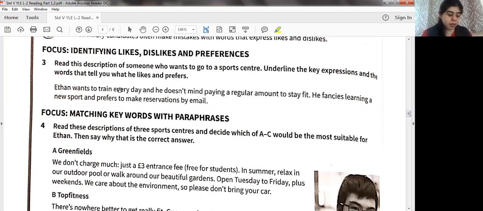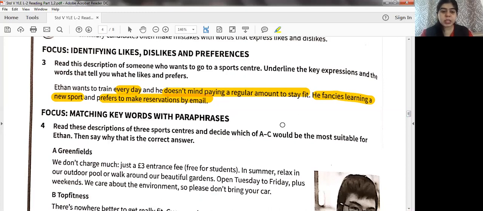So Ethan wants to train every day and doesn't mind paying a regular amount to stay fit. He fancies, that is, he prefers learning a new sport and prefers to make reservations by email. So what are his likings and what are his preferences? That he wants to train himself every day, and he doesn't mind paying regularly to stay fit, and he is interested in learning new sports, and he prefers that he can make the reservations at the sports center by email, that is by technology, by easy means of communication.